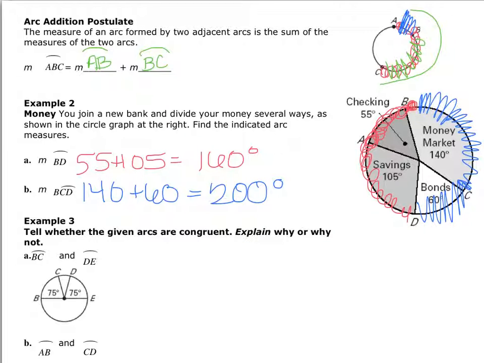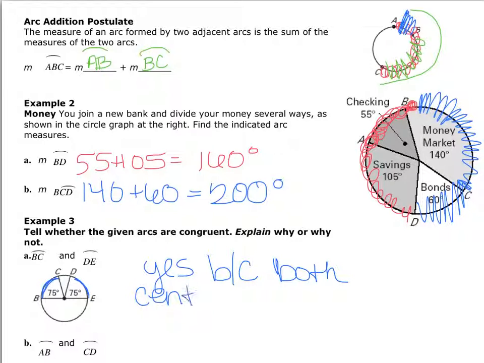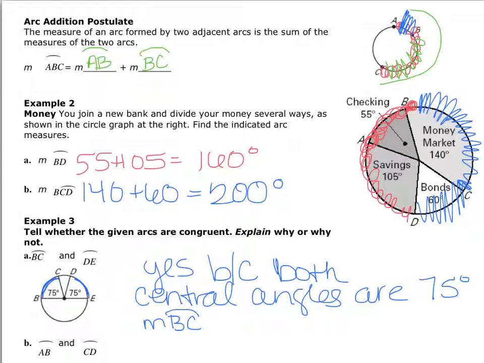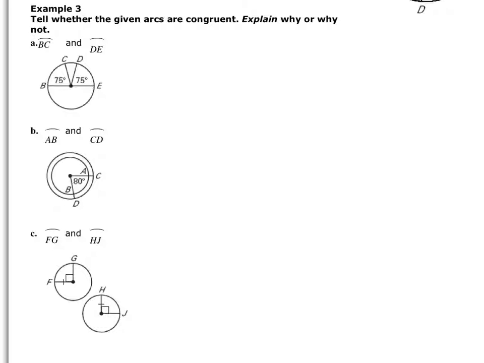And example 3, tell whether the given arcs are congruent and explain why or why not. So we want to say, all right, is BC congruent to DE? Well, yes, because their central angles are both 75 degrees. So those are congruent arcs. They have congruent central angles. So you can say that the measure of arc BC is congruent to the measure of arc DE. All right, we just did that one. So yes, they are congruent because 75 is equal to 75.